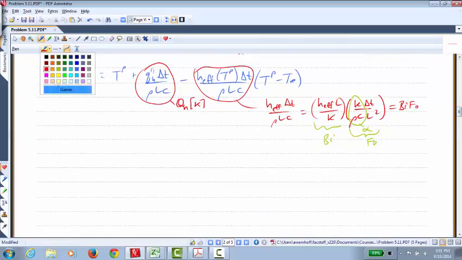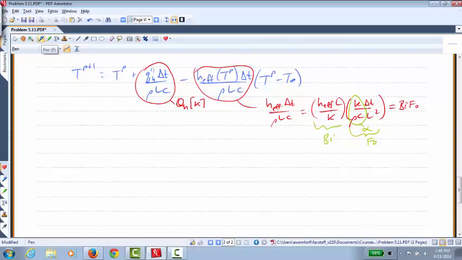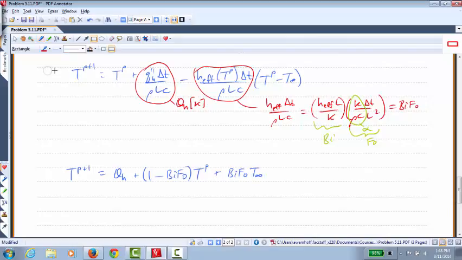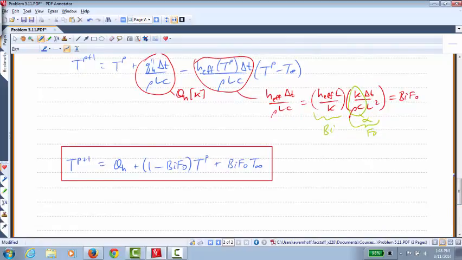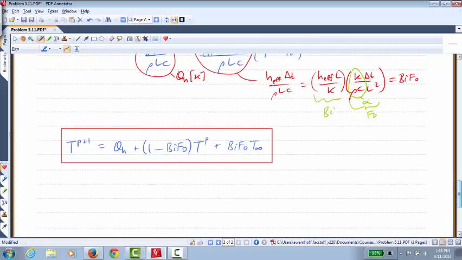So we can write our equation now in its final form: T at time step p plus 1 is equal to Q sub H plus (1 minus Biot times Fourier) times T at time step p, plus Biot times Fourier times T infinity. But since we have it in this format, we can also evaluate the criteria for Biot and Fourier, which we're going to evaluate at each step.